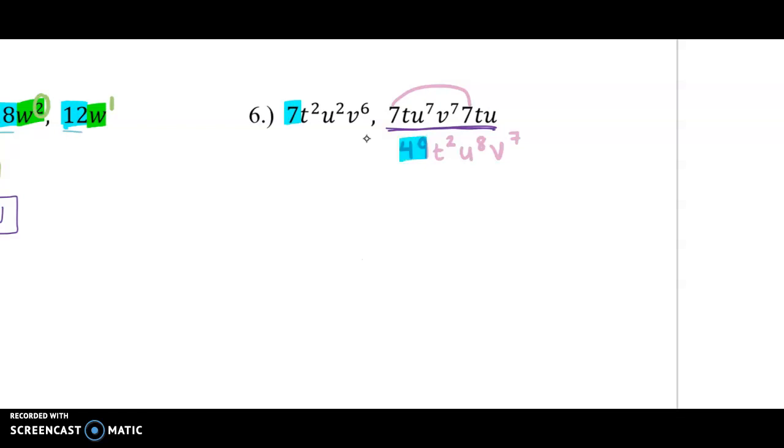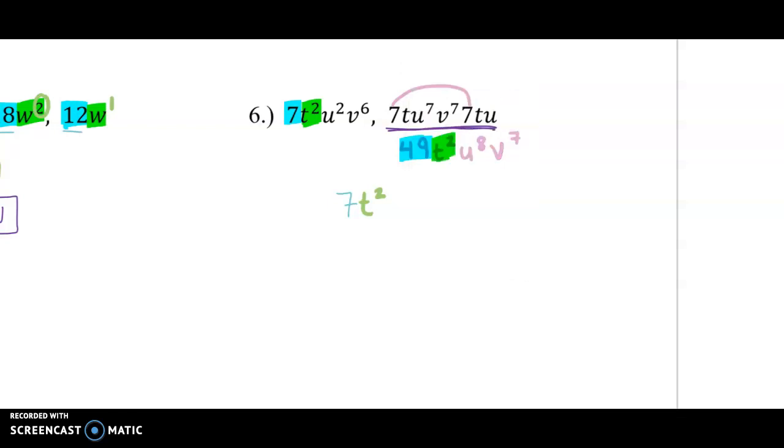So now we can start looking at the numbers. And we can say 7 and 49. We can look at that and see how those work together. So the largest number that goes into both of those is 7. Okay, then we can start looking at the T's. So we have T squared and T squared. The largest number of T's that can come out of there are 2, so T squared.